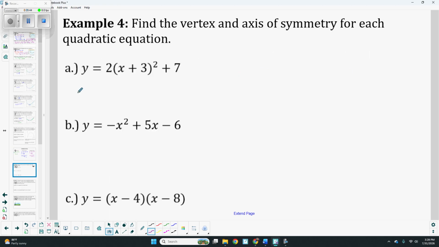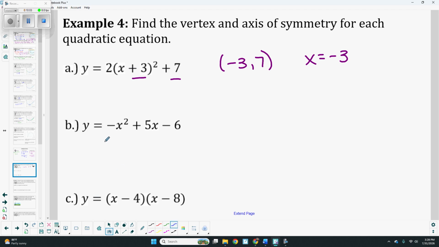So for example 4, a is written in vertex form. So in vertex form, we just take our two numbers, inside's opposite, outside's normal, negative 3, 7. And then the axis of symmetry would be through that x value, x equals negative 3.